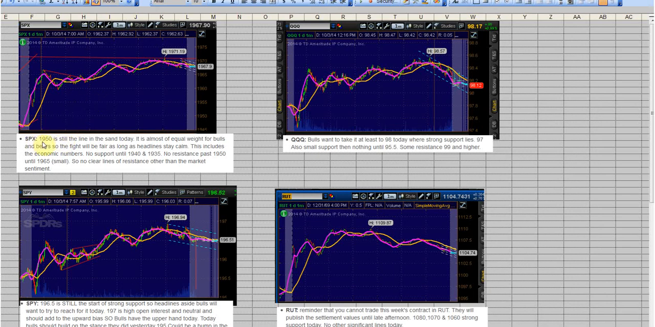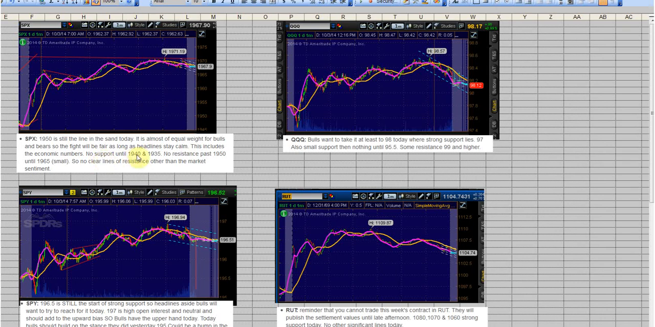SPX before the open, I said that 1950 is still the line in the sand, and we were just under that based on the open interest. So I said it's almost of equal weight for bulls and bears, so the fight will be fair as long as headlines stay calm. And the headlines did not stay calm. They kind of swayed the bears because they came out with good economic news for the month, and then they reviewed the past month as far as labor is concerned. So I said this includes the economic numbers as far as headlines.